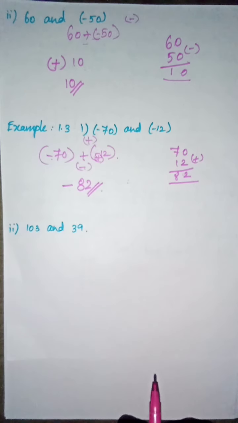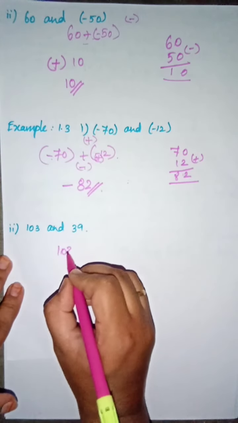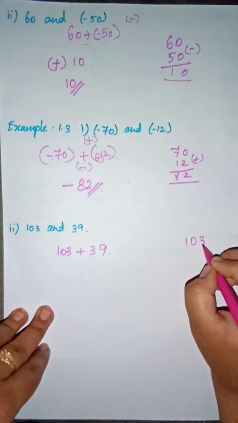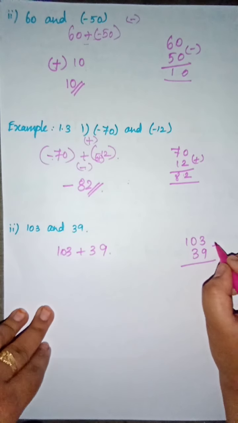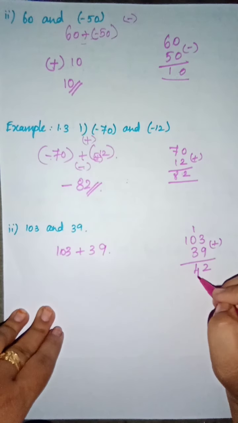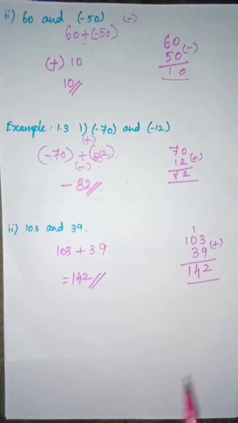Can you understand? We already know all these types, so I am doing it a little quickly. The next one, we have to simply add: 103 plus 39. This is a simple addition. While adding, 3 plus 9 is 12, that is 2 and carry 1. Then 3 plus 1 is 4, then the remaining 1. So our answer will be 142. Clear? This all comes under simple addition of integers.